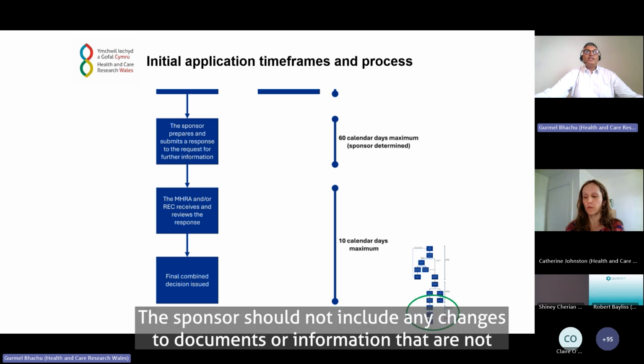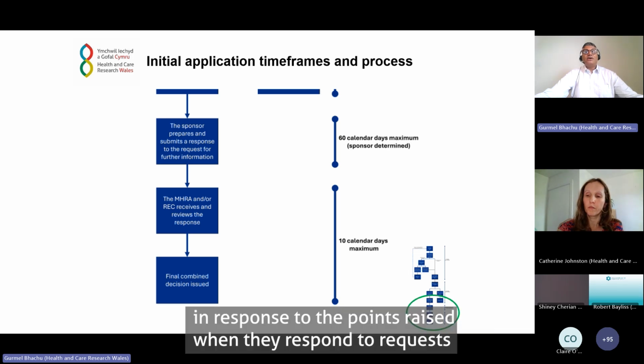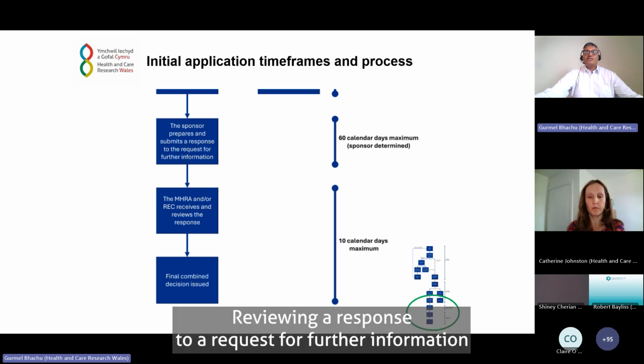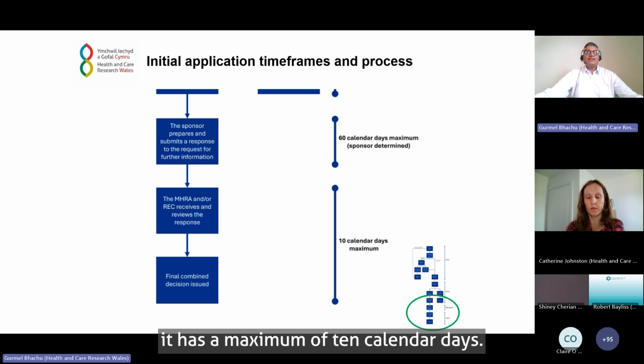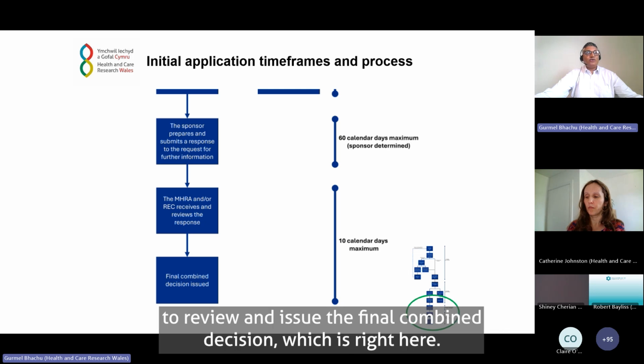The sponsor should not include any changes to documents or information that are not in the response to the points raised when they respond to requests for further information. Reviewing a response to the request for further information has a maximum of 10 calendar days. The MHRA or REC will receive the response from the applicant to review and issue the final combined decision, which is right here.